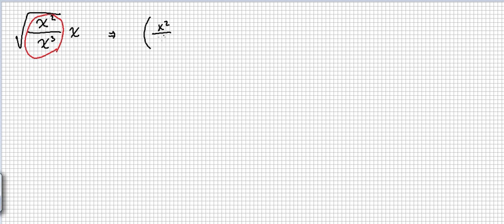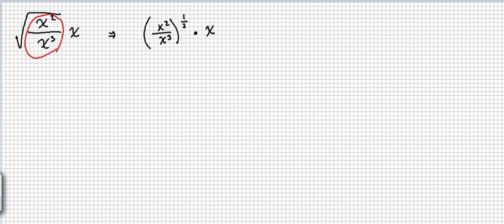So here I'm going to write x squared divided by x cubed, square root, times x. The first thing we want to do is hone in on this area. Remember that if it's a square root, we have to take everything under the square root to the power of 1/2. So this will be x squared over x cubed to the 1/2 multiplied by x. I'm writing that multiplication out. I might not always do that, but here I will.